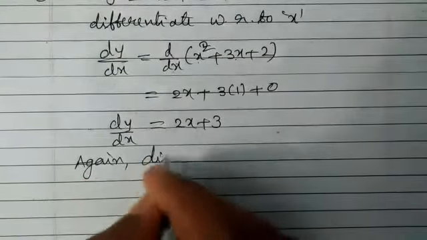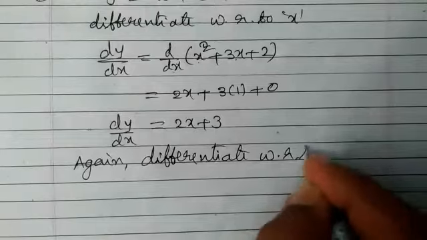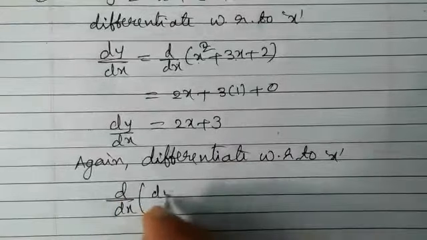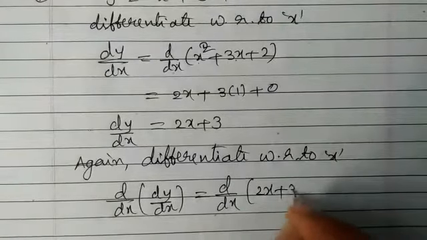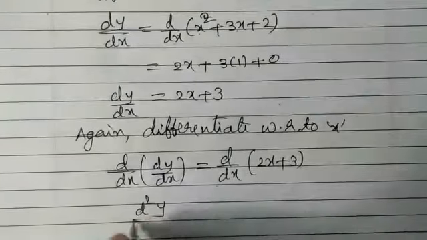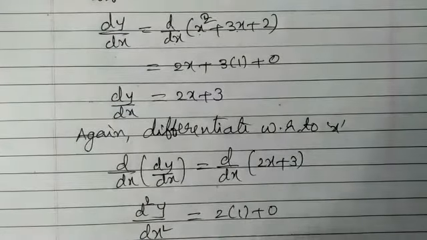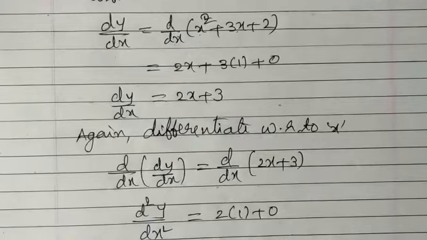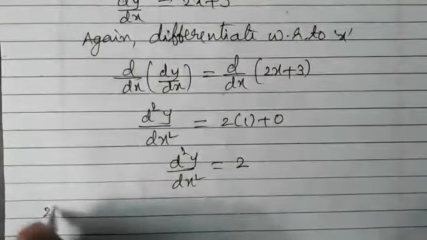So, again, differentiate with respect to x. d by dx of dy by dx is equal to d by dx of 2x plus 3. d square y by dx square is equal to d by dx of 2x means 2 into 1, and the constant gives 0. d square y by dx square is equal to 2. He is asking only the second order derivative, guys.